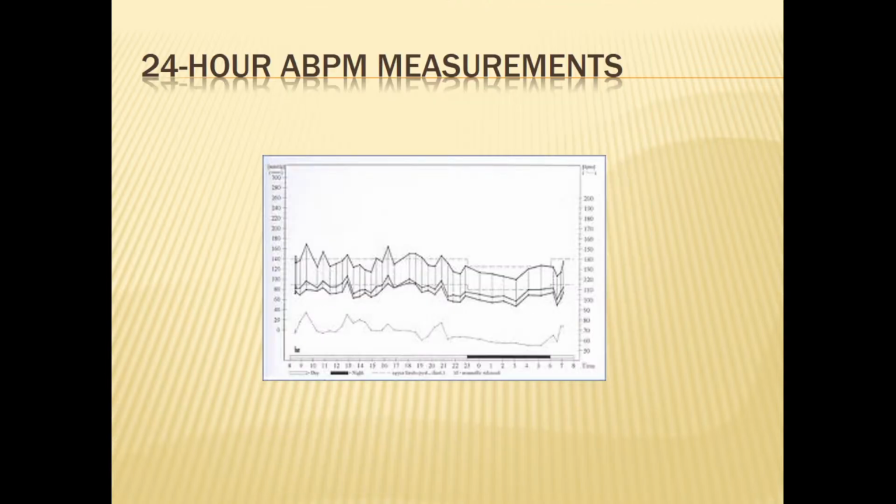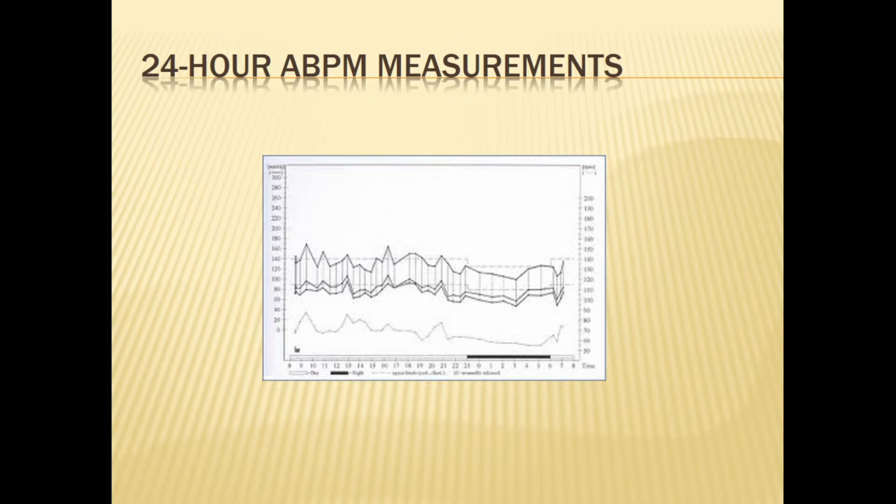A real result of 24-hour BP measurement. You see a patient with normal BP and a drop of BP during night time. The lowest gray line indicates pulse rate, heart rate.